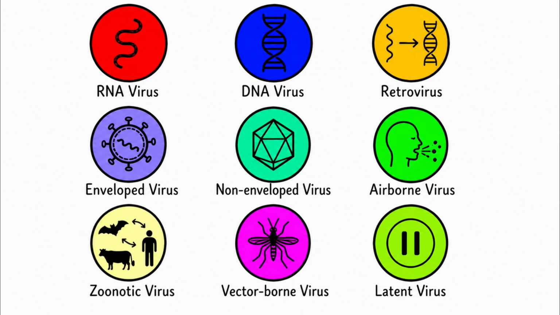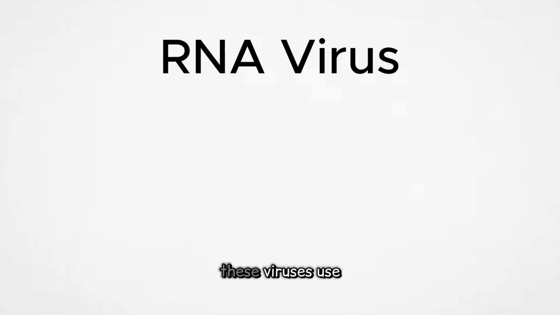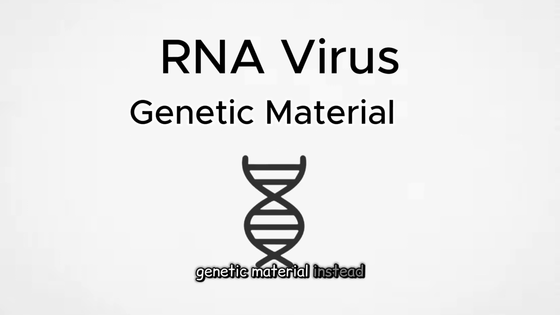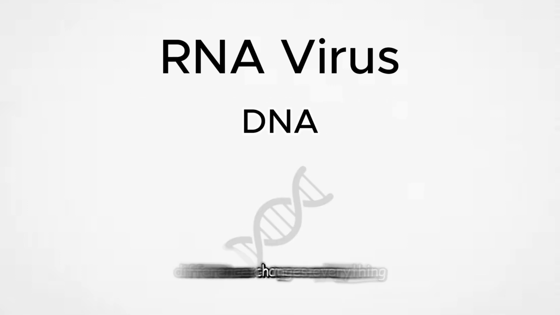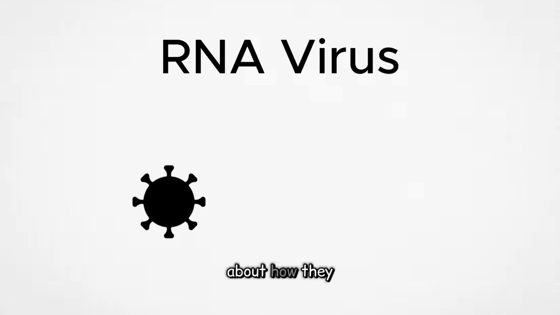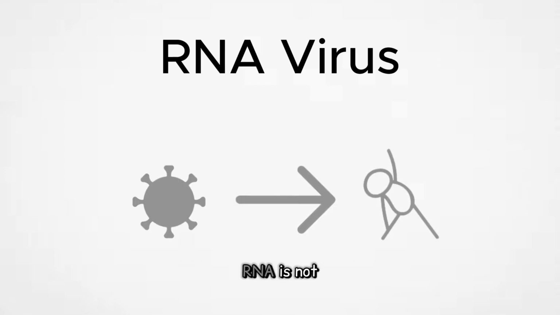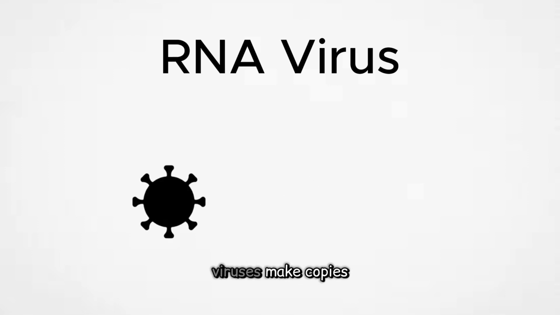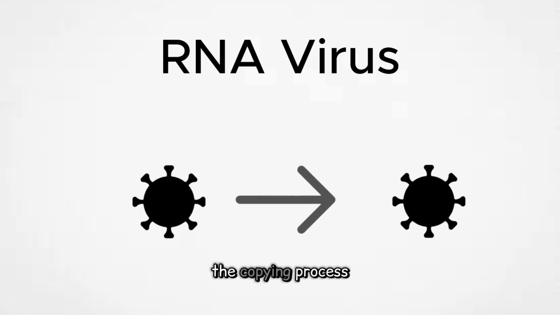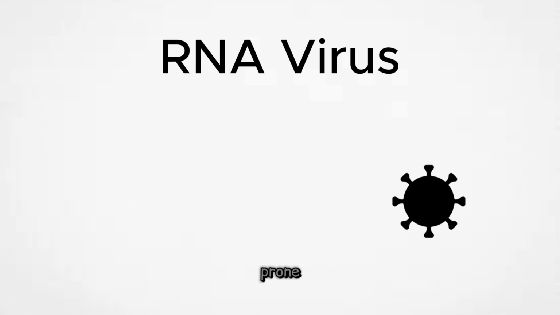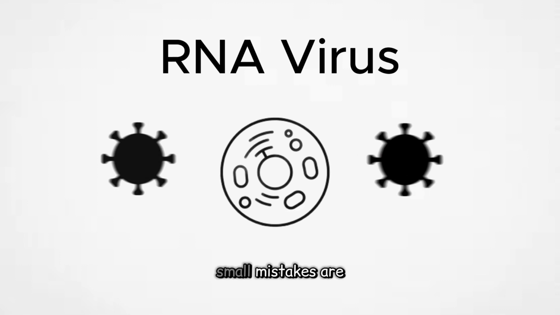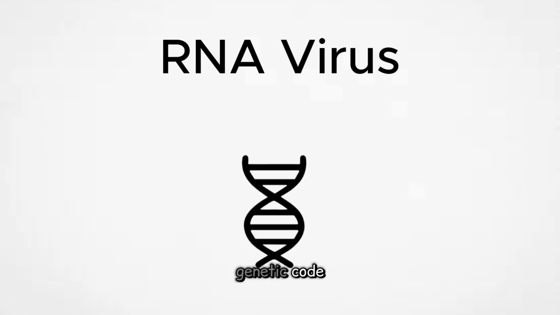Every type of virus. RNA virus. These viruses use RNA as their genetic material instead of DNA, and that single difference changes everything about how they behave inside the body. RNA is not as stable as DNA, so when these viruses make copies of themselves, the copying process is more error-prone.